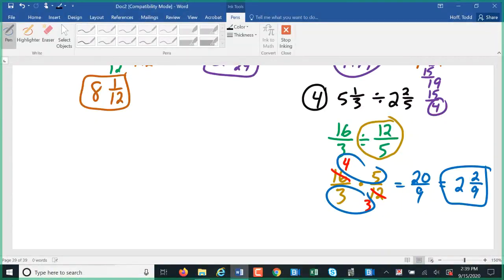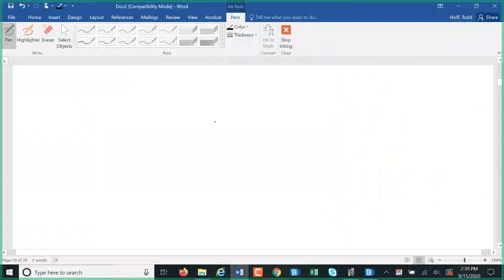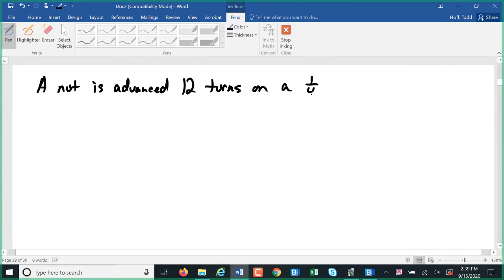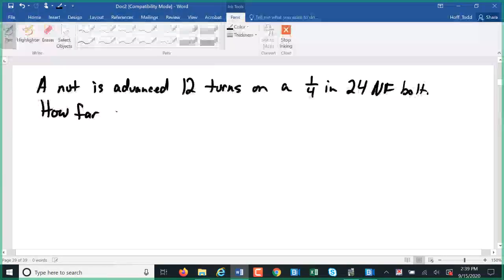Okay, so an example of a problem with fractions that I wanted to make sure I go over here. A nut is advanced 12 turns on a 1/4 inch 24 NF bolt. How far does the nut advance?